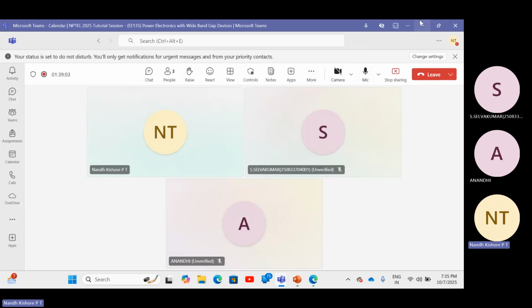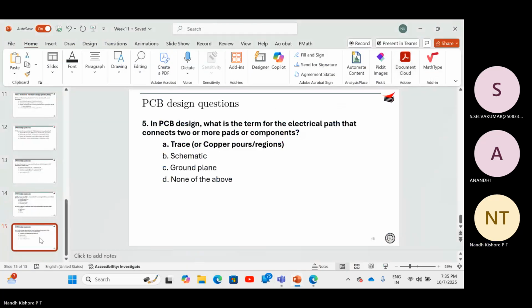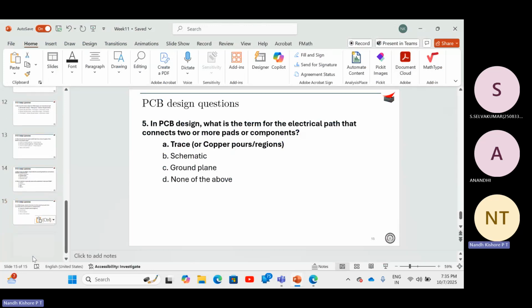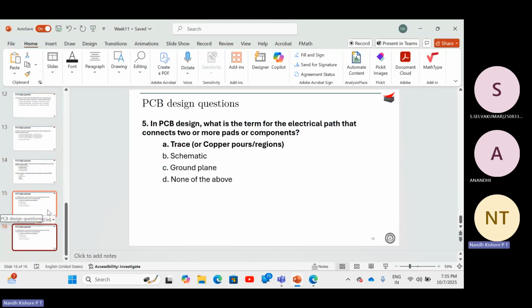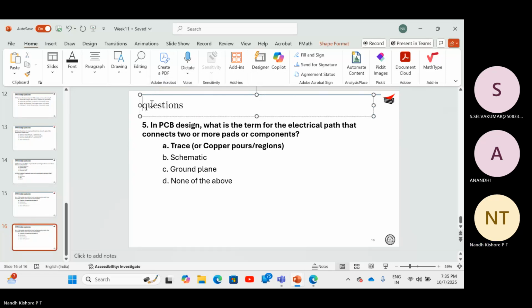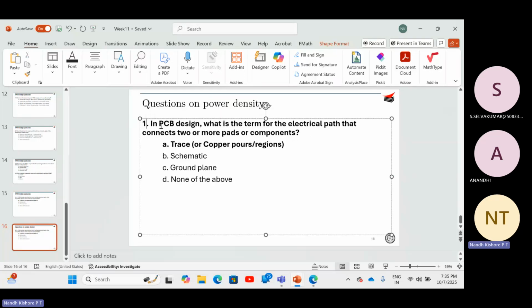Okay, thanks for hanging around. I'll just start. So we will see some questions on power density and then we will wrap up for the day. So questions on power density. The first question is the simplest question.